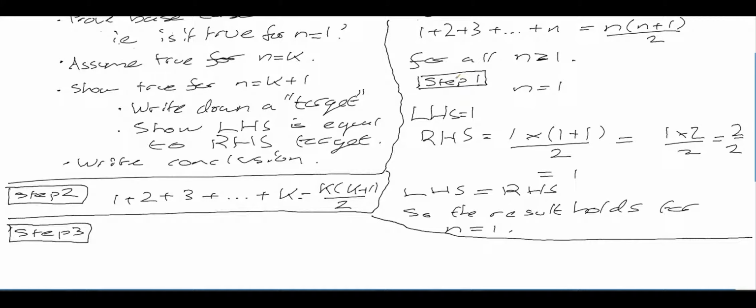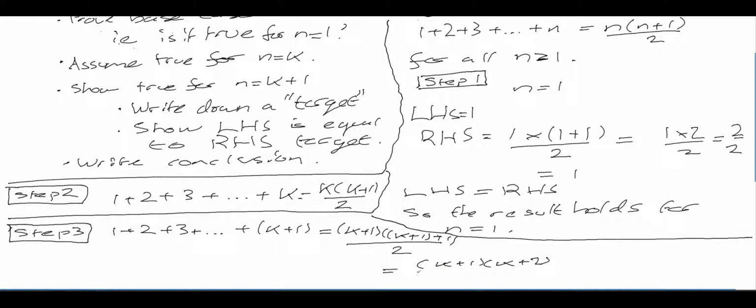So I've written under the method, write down a target. And what I mean by that is we want to show that 1 plus 2 plus 3 plus ... plus k plus 1 is the same as k plus 1 multiplied by k plus 1 plus 1 over 2. And this here is what I mean by our target. So if we just simplify that a bit, k plus 1, k plus 2 divided by 2.